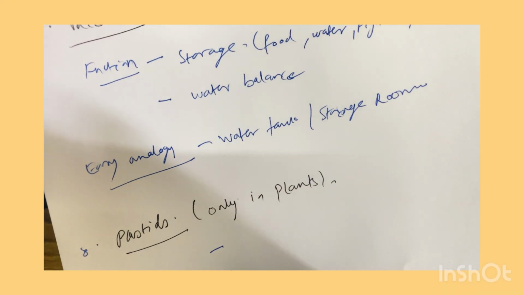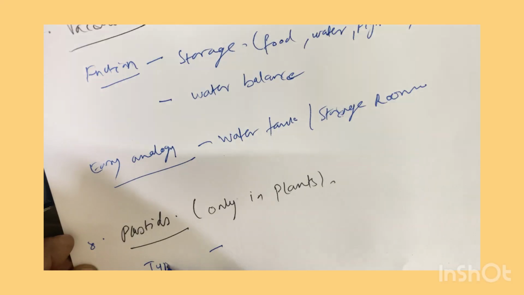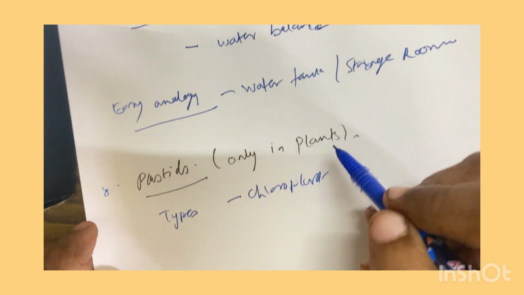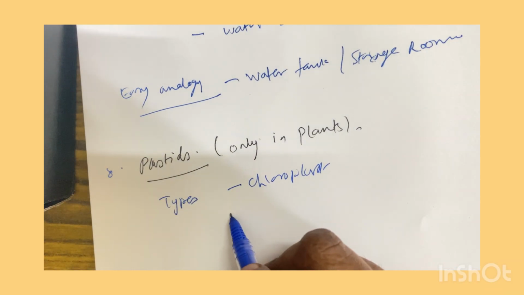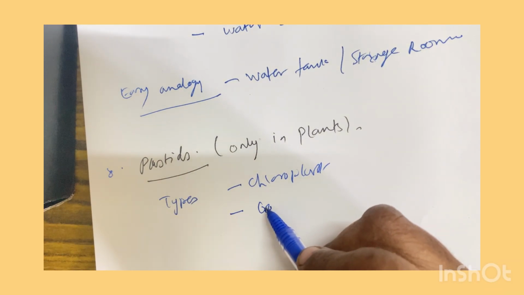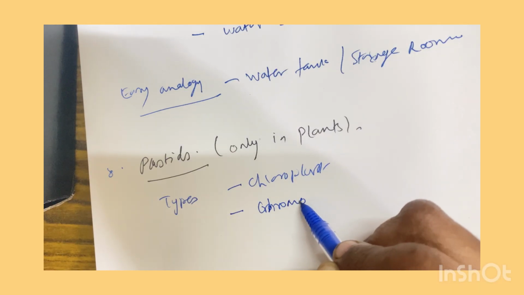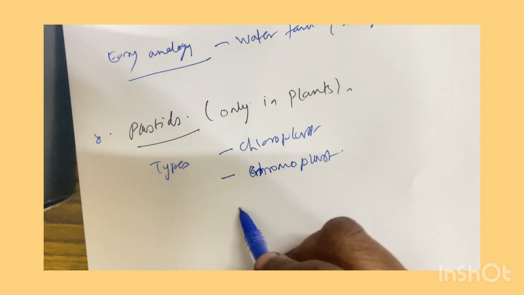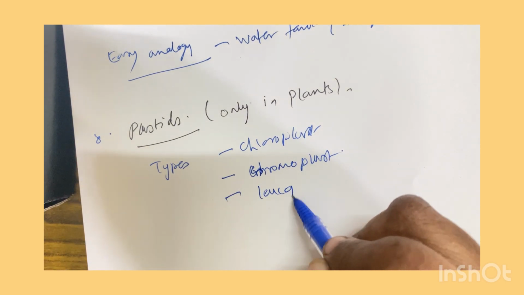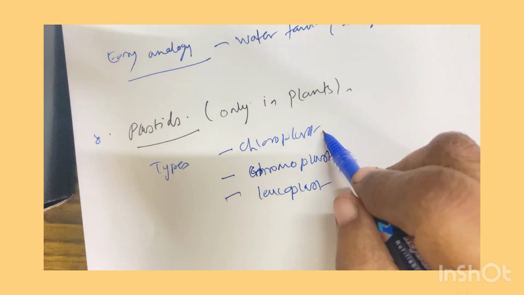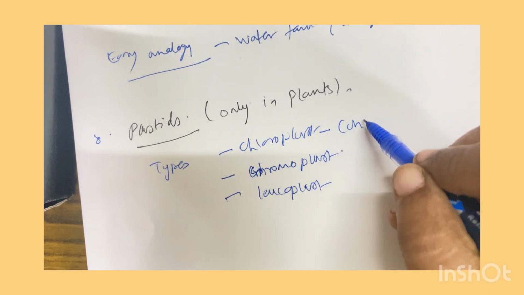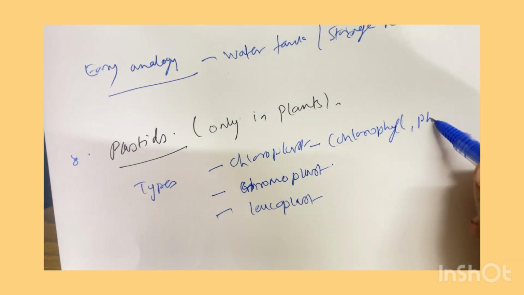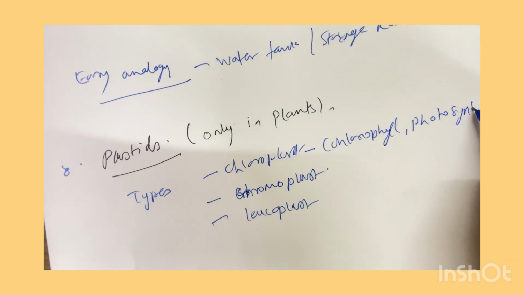First are the types. First is chloroplast, then chromoplast, and then leucoplast. Chloroplast contains chlorophyll and is responsible for photosynthesis.